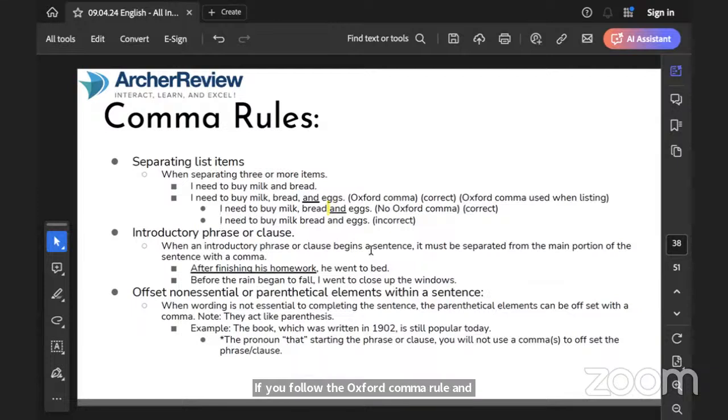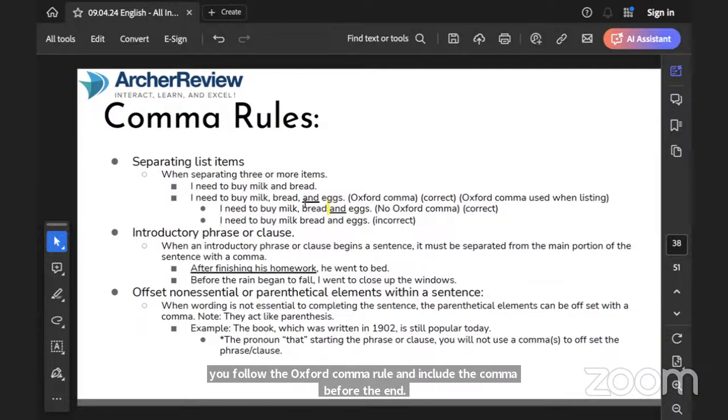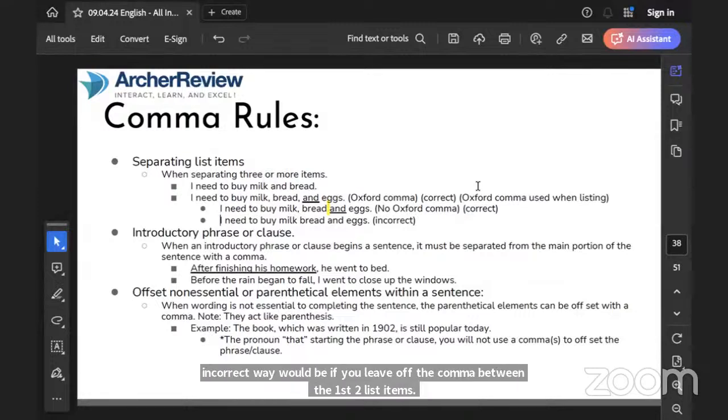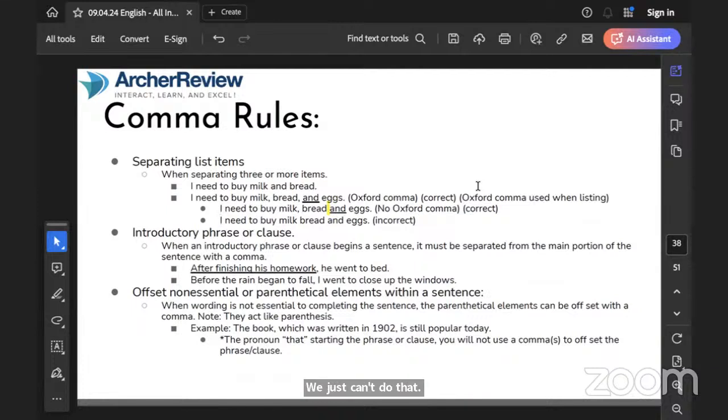So it's okay to put milk, comma, bread, comma, and eggs, but it's also okay to put milk, comma, bread, and eggs. So the first two right here are correct. The incorrect way would be if you leave off the comma between the first two list items. You just can't do that. You can leave it off before the conjunction. That's okay. But you absolutely cannot leave it off between the first two if there's not a conjunction between those two. Okay.